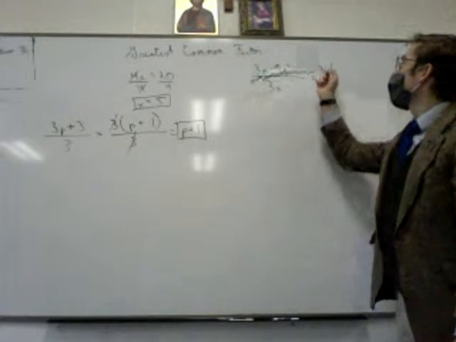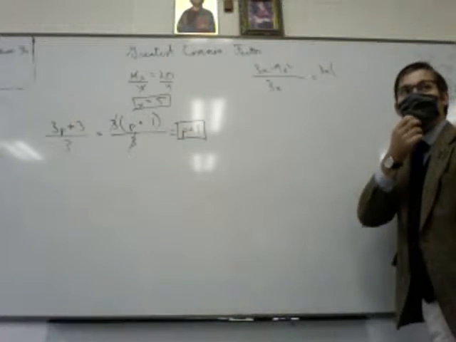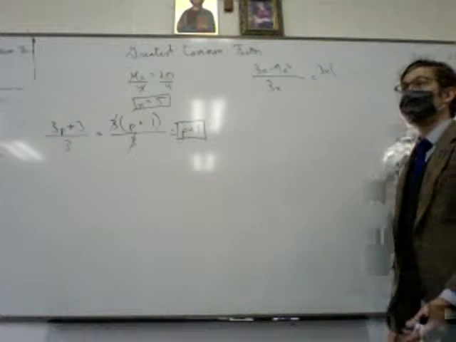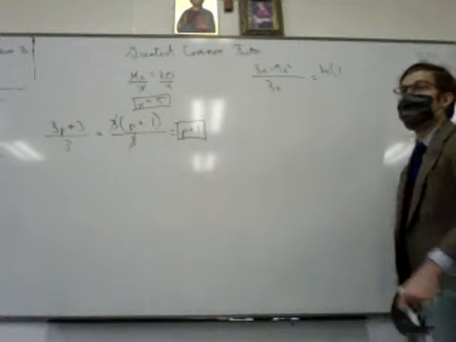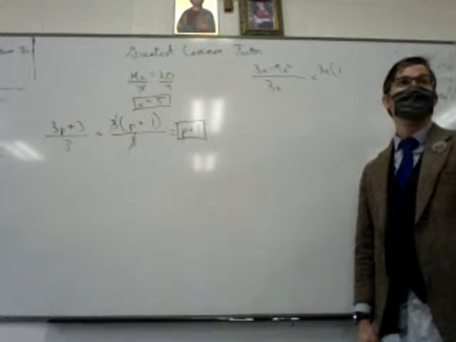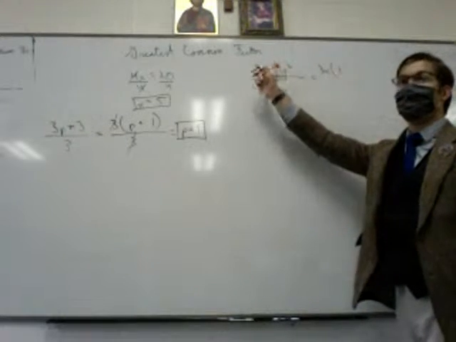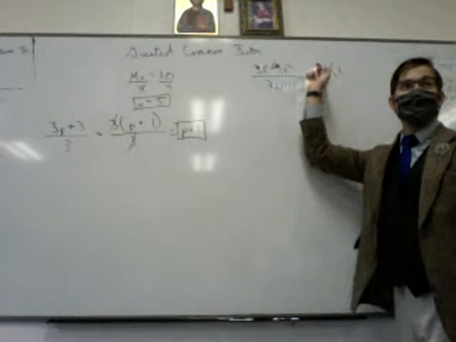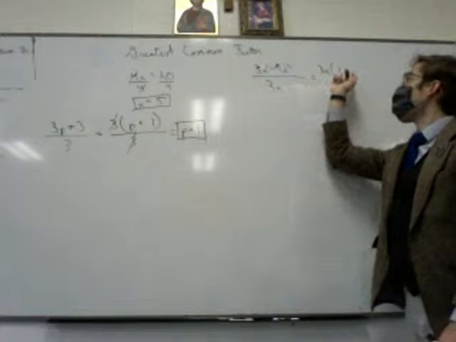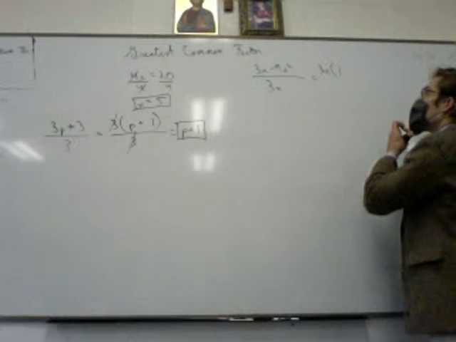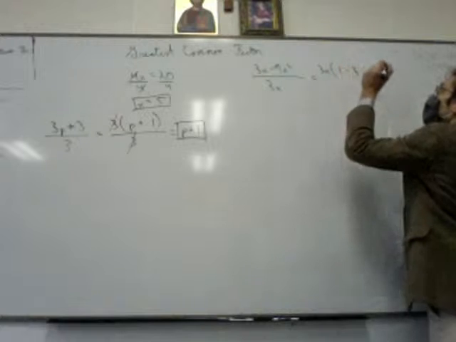What happens when we divide 3x out of 3x? What do we get? 3x divided by 3x gives us 1. Anything divided by itself gives us 1. We're taking each of these terms and we're dividing 3x out of them. So 3x divided by 3x gives us 1. What about negative 9x squared divided by 3x?